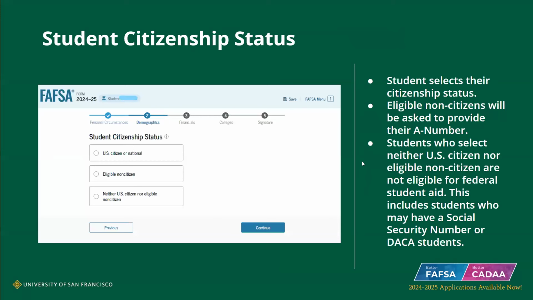Citizenship status. Are you a U.S. citizen, eligible non-citizen, or neither? Also, again, there's a little I here. You click on that I if you need additional information. If you select that you're an eligible non-citizen, then you will be asked to provide your alien registration number. If you select that you're neither a U.S. citizen nor eligible non-citizen, you're not eligible for federal student aid. This even includes students who may have a social security number. But if you're not an eligible non-citizen or a U.S. citizen, you're not eligible at this time for federal student aid.